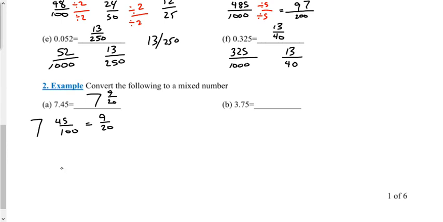You could have started this out with 745 100ths, reduced it all down, and then you still end up with the same thing. I think I like the way I did it first, though.